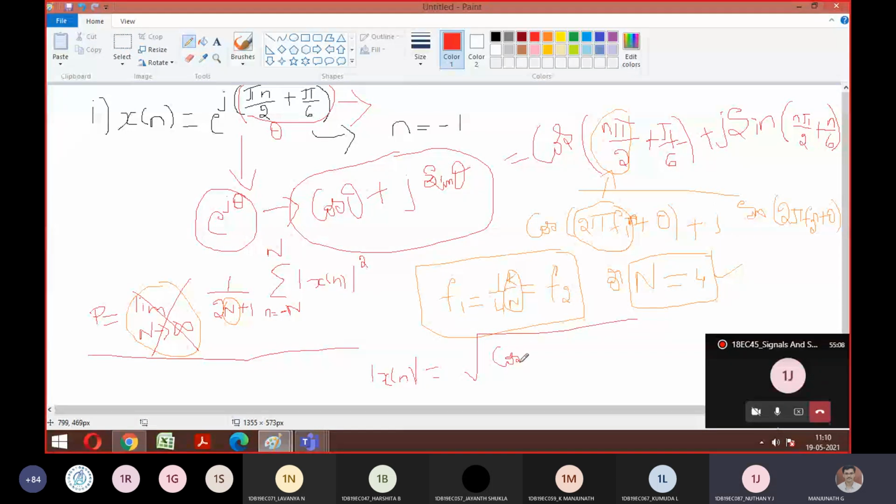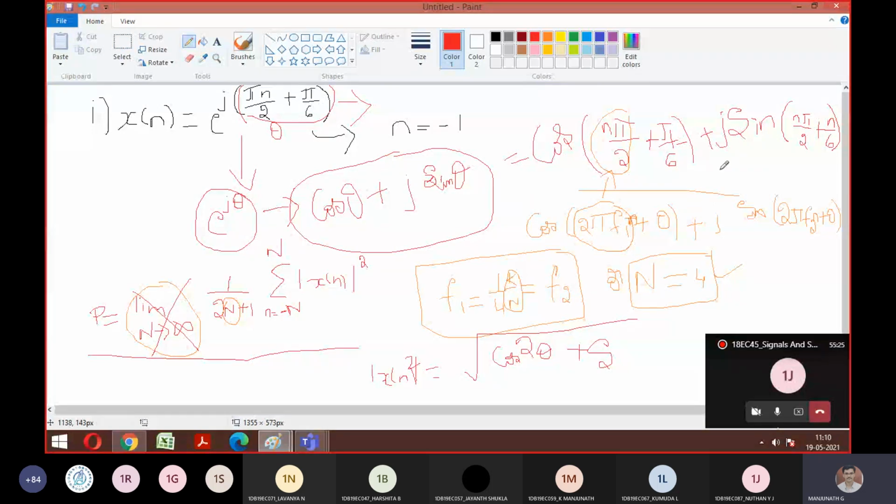Yes, sir. So I took cos square and sin square because of this square. So x of n is cos and sin. Since your j square is minus 1, it would be eliminated as minus, but because of the presence of magnitude, it remains positive. Is this point clear to everyone?